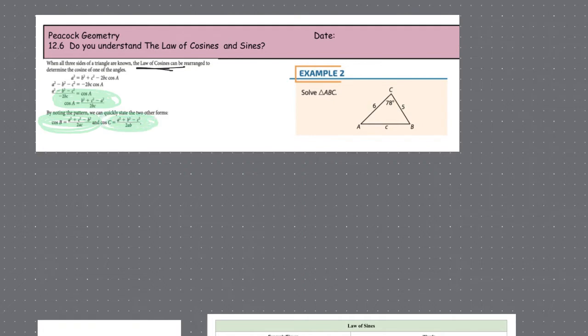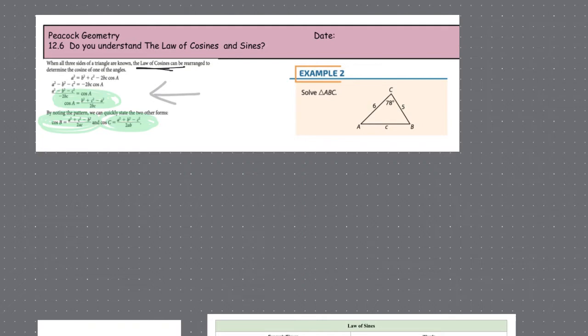Now, if you want to see how we can derive that from the original, A squared equals B squared plus C squared minus 2BC cosine of A, you can join me during Zoom and ask me to work through that. It does work step by step. If you need help on that and you really want to know how to do that, join me and I'll help you.